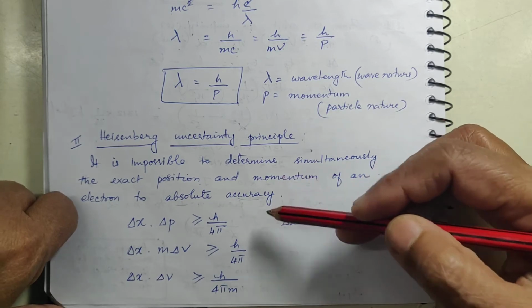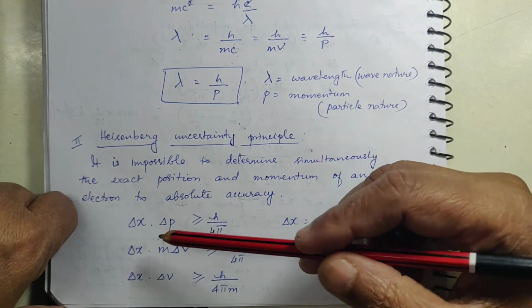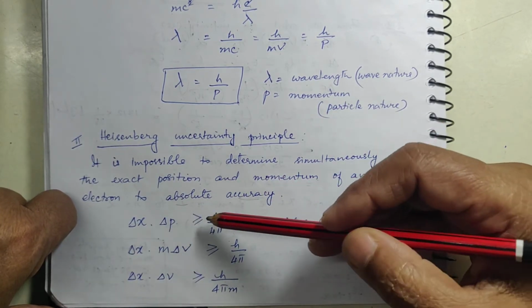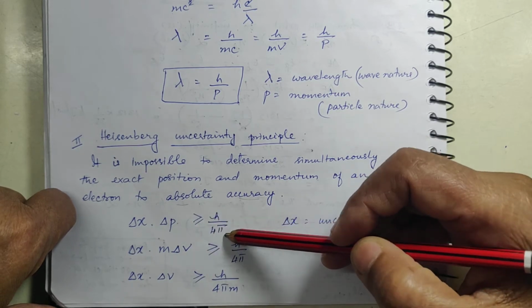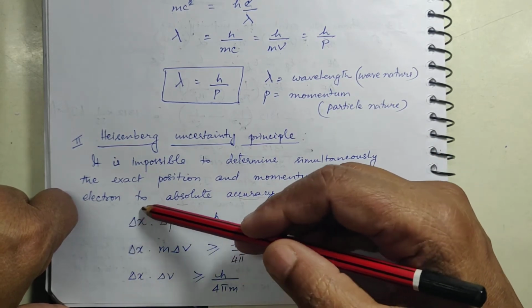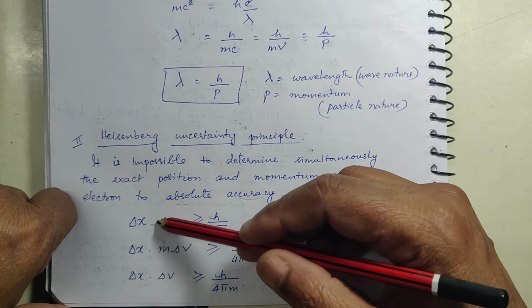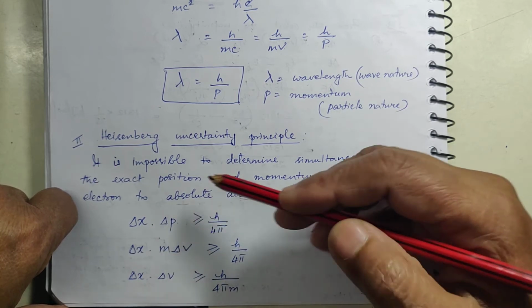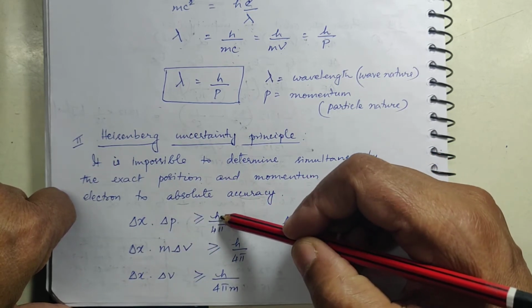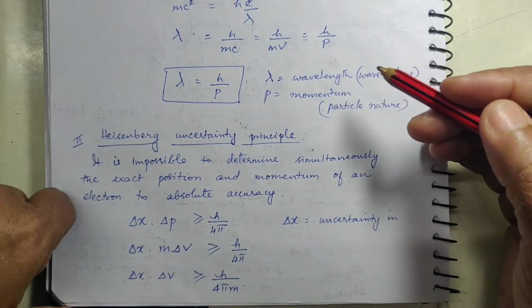So this is what he gave by means of a mathematical expression, that is delta x into delta p is greater than or equal to h upon 4 pi, where delta x is uncertainty in position, delta p is uncertainty in momentum, and h is Planck's constant upon 4 pi.